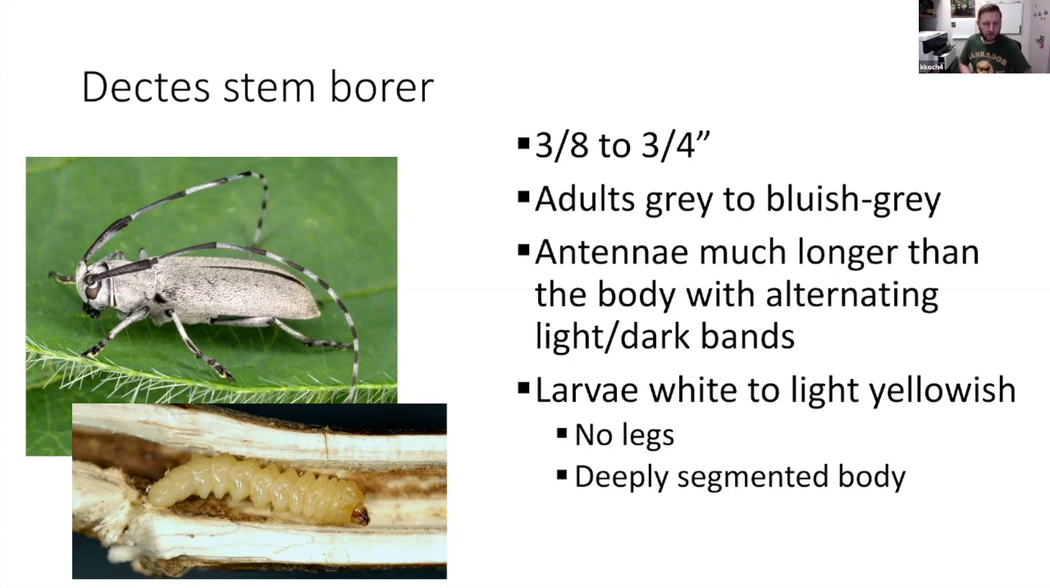The larvae have a dark reddish-orangish head, which is relatively small compared to the rest of the body. Otherwise the body is whitish to yellowish, with no obvious legs and a deeply segmented body, so it looks sort of like an accordion. But you'd have to open up the stem to find those inside.